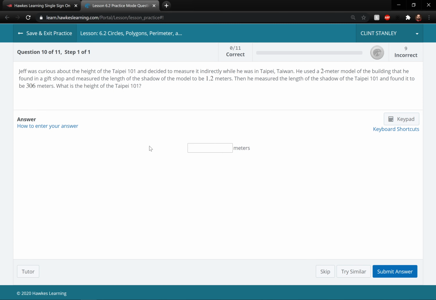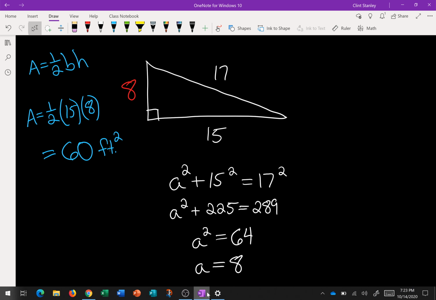Number 10. Okay. So we've got a building, and we're also going to place a 2-meter tall model of the building down on the ground beside it. And so it says the model is 2 meters tall. The shadow of the model is 1.2 meters. And so we're going to make a little triangle here. The sketch really helps on this one.